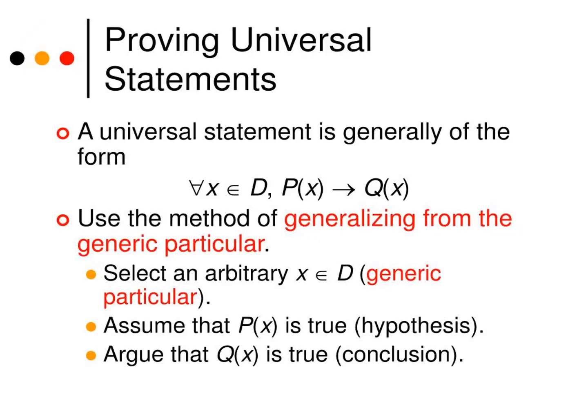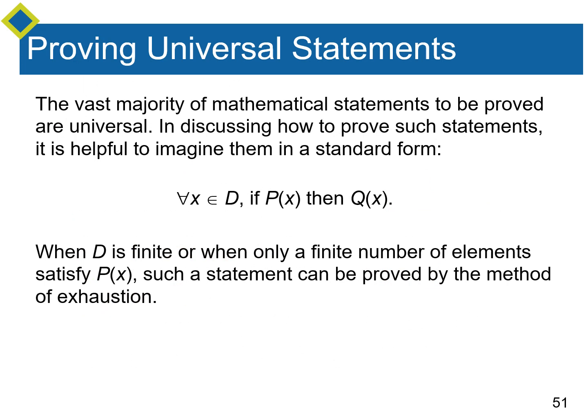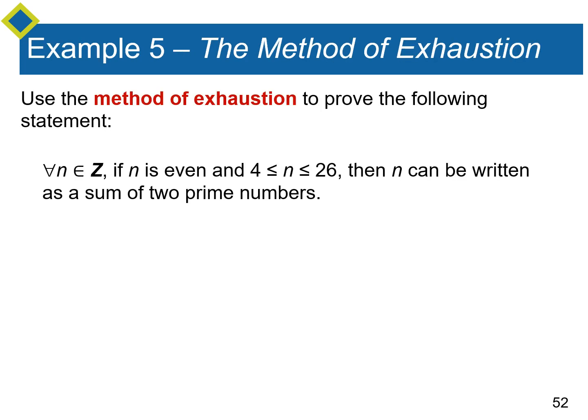Proving universal statement. Okay. A universal statement is generally of this predicate form. So use the method of generalizing from the generic particular. Okay, so the hypothesis Px is true, and the conclusion Qx is true. How to prove a universal statement? This is the general, standard form for a universal statement.